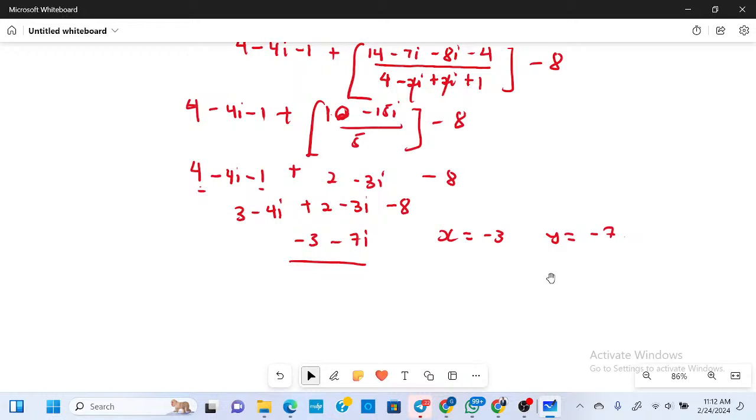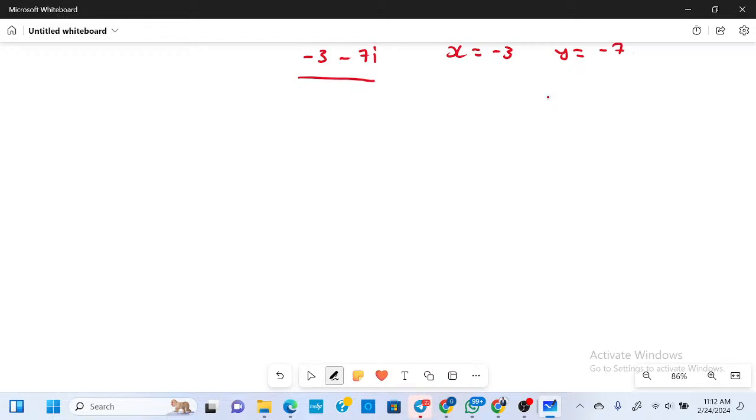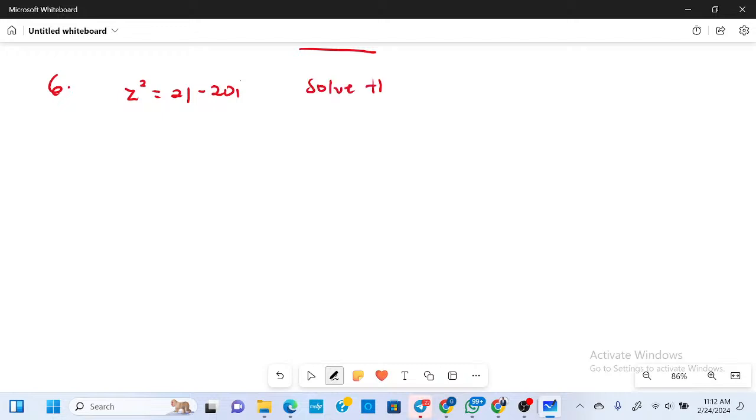So let's move to our sixth question. Question 6, we have z squared is equal to 21 minus 20i. And the problem is we should solve this equation. We have different ways of solving this equation, but let's take this part.